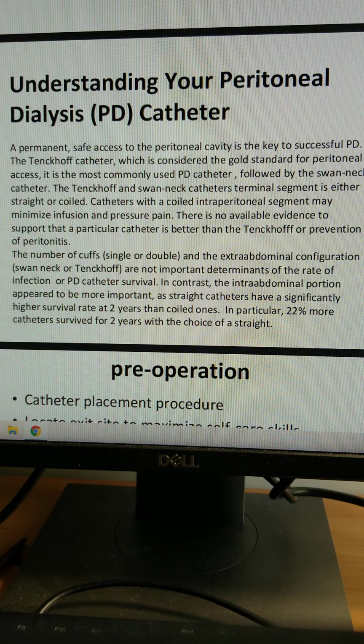In contrast, the intra-abdominal portion appeared to be more important, as straight catheters have a significantly higher survival rate at 2 years than coiled ones. In particular, there was 22% higher catheter survival at 2 years with the choice of a straight catheter.